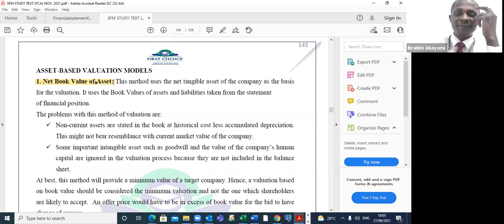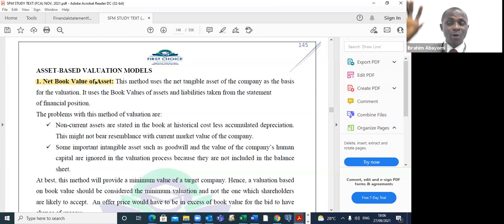But if I want to get the market value of the company share, what will I do? After adding all the value of the assets, I will remove the liability from the asset. The balance is the value of equity. Let me repeat. If I want to get the total market value of a company using net book value, I will go to my statement of financial position and add all the assets together. When I add all the assets together, I get the total market value of the company, which we call the corporate value.